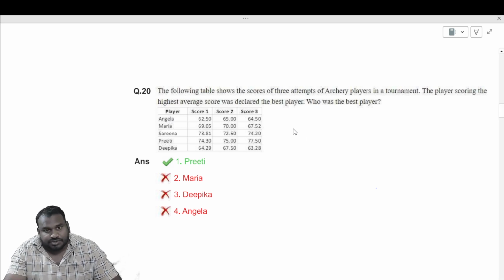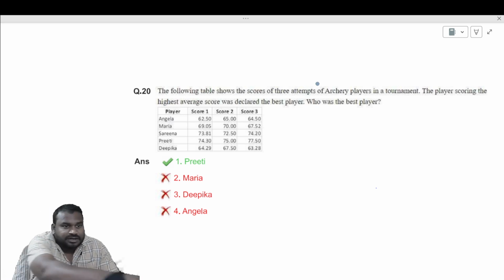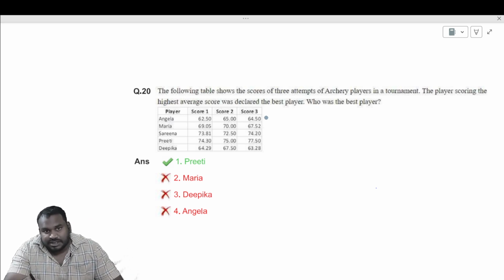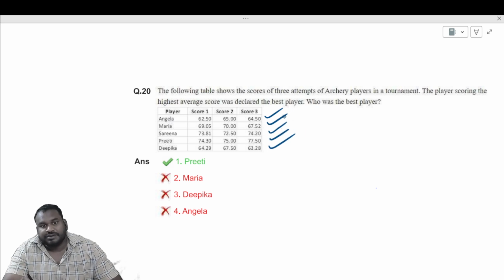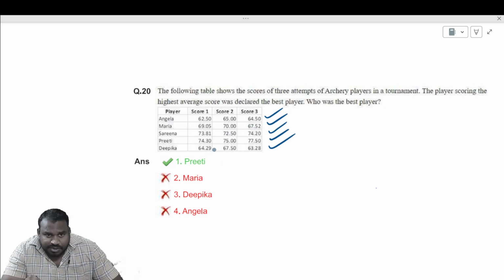He is asking who scored well as an average. So, you're supposed to find the average for all of them. But if you do the average for all of them one by one, a lot of time will be wasted. They are points. Here you have to be smart. See, five students are there, and in Angela, all are in the 60s. And in Maria, two are in the 60s, and the other is 70. And Deepika also, all are in the 60s. And Serena and Preeti are in the 70s.